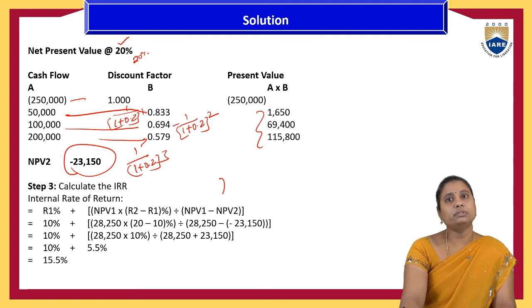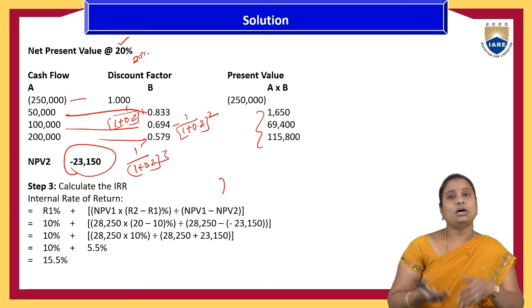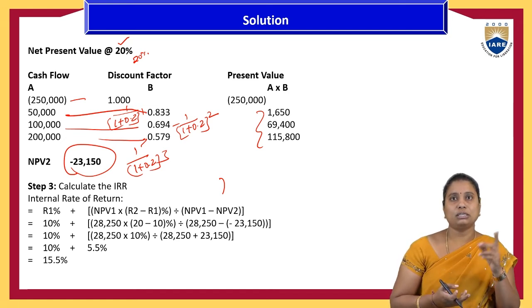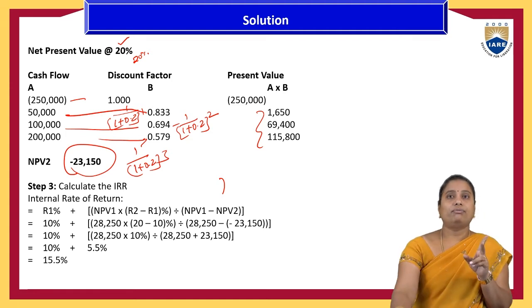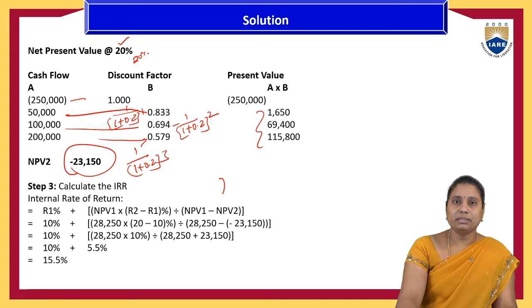If this 20% is also positive, then we will try 30% or 5% more than that. So like this we keep trying positive and negative relationships until we get one discount factor that gives a positive NPV and another that gives a negative NPV. After that, we just apply them in the formula.